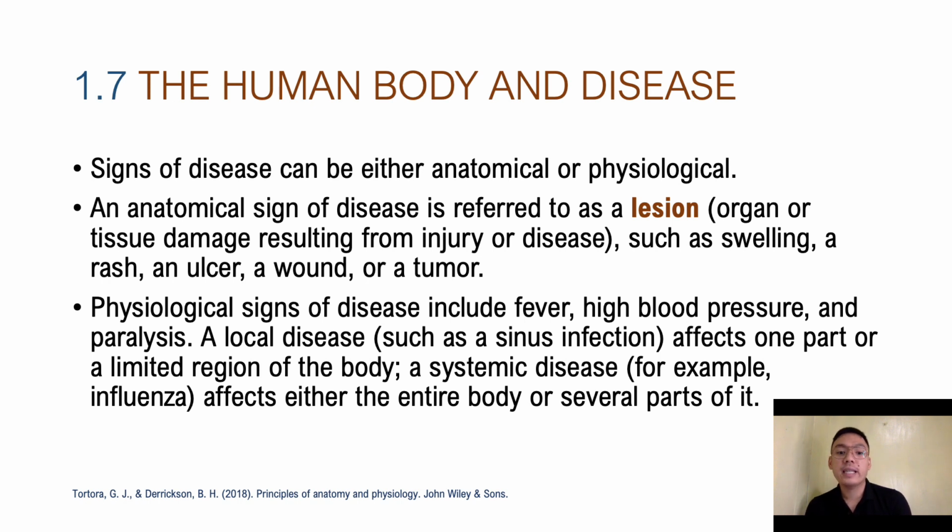Let's say the patient has reached a blood pressure of 160 over 120. That's a very high blood pressure, and it's a physiological sign of a disease, or hypertension. A local disease, like a sinus infection, affects one part or a limited region of your body. A systemic disease, for example the flu, affects the entire body or several parts of it.